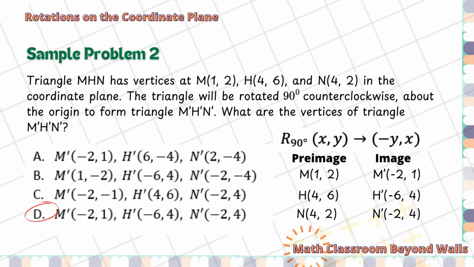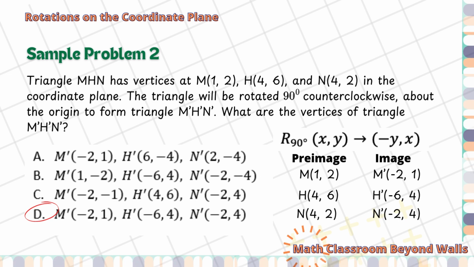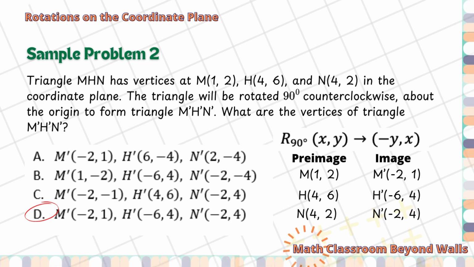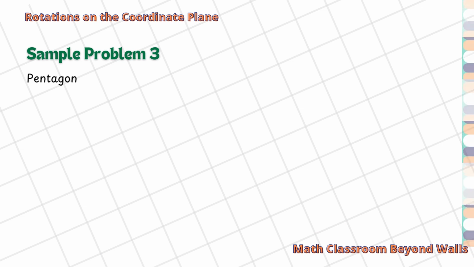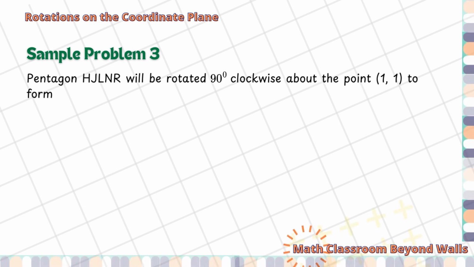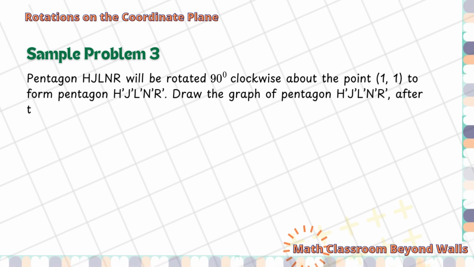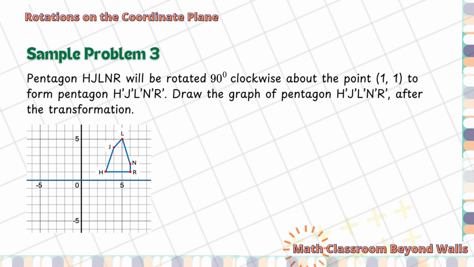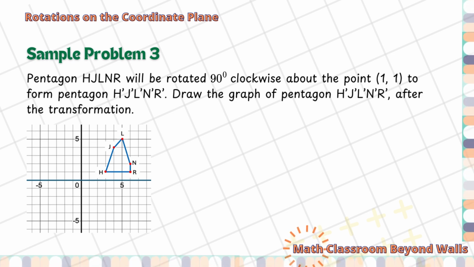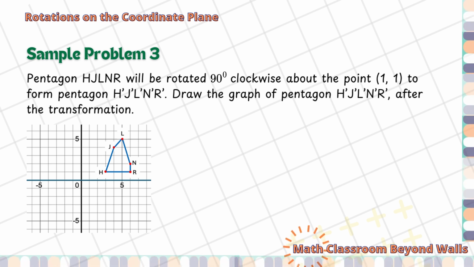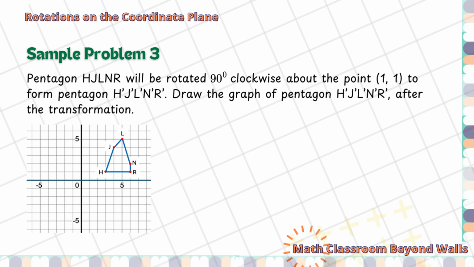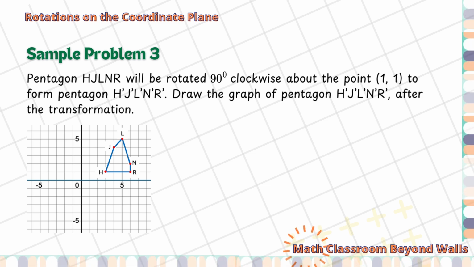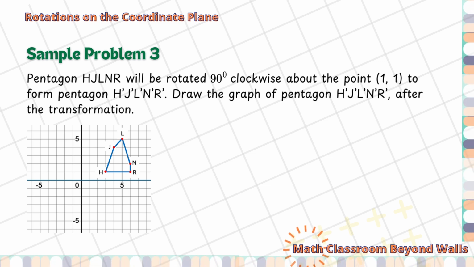Okay, in such a case, the first thing to do is to identify the center of rotation. Let us do the next sample problem so you will know how this is done. Here's the problem. Pentagon HJLNR will be rotated 90 degrees clockwise about (1, 1) to form pentagon H prime, J prime, L prime, N prime, R prime. Draw the graph of pentagon H prime, J prime, L prime, N prime, R prime after the transformation.